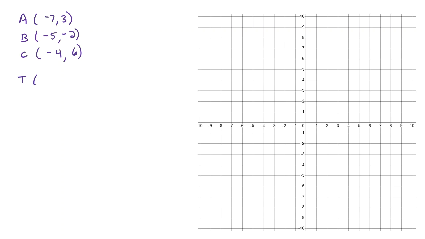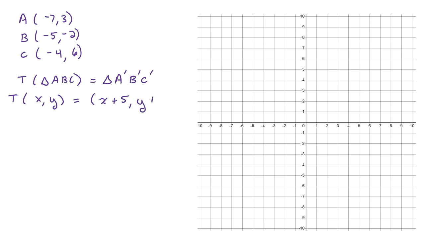So we're going to transform triangle ABC onto triangle A prime B prime C prime using the formula: take every point (x, y) and change it to (x + 5, y + 2). Okay, pause the video, do that transformation, and unpause the video when you're done, and let's see if you got it.